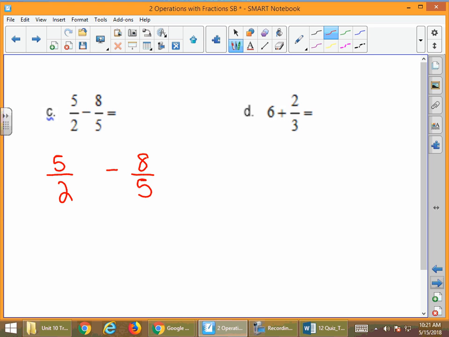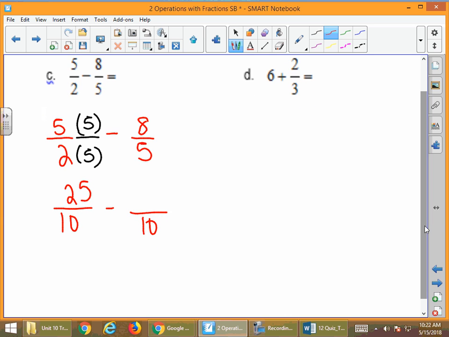Again, our common denominator is determined by taking the two denominators, the two bottom values. 2 times 5 is 10. And if we multiply the bottom of the fraction by 5, then we need to multiply the top of the fraction by 5. Again, sometimes known as the fancy form of 1, that 5 over 5. And 5 times 5 is 25.